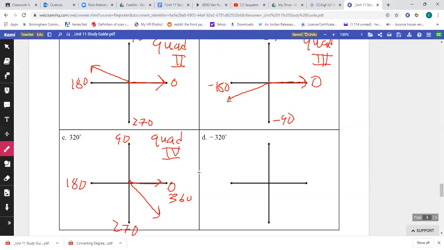However, if you're going negative, remember, this is 0, negative 90, negative 180, negative 270, and then if we complete the circle, it's negative 360. So where would negative 320 be? Well, if we're going backwards, 90, 180, 270, 320 would be somewhere between 270 and 360. So remember, in trig, you always need to start here, and then it would be right there. And this would be quadrant 1. Okay, does anyone have any questions on that?